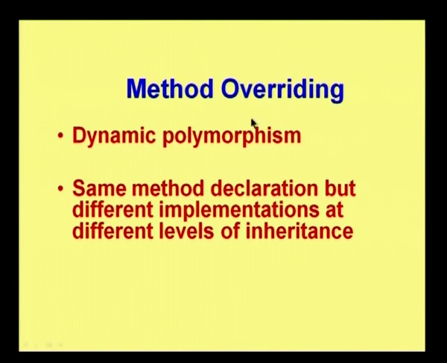Next we will discuss method overriding. So, what is method overriding? It is nothing but dynamic polymorphism. Same method declaration, but different implementation at different levels of inheritance. Now we will see what is dynamic polymorphism. Already we have seen what is static polymorphism.